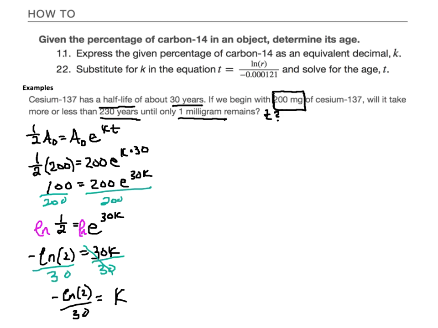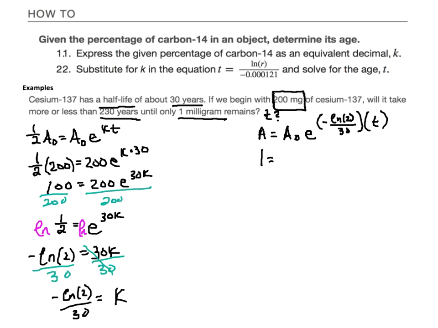let me actually rewrite our function now. So we have A, our new amount of our substance or population, equaling our initial times e to the k, where k is negative ln of 2 divided by 30, multiplied by time. Okay, so the question that we were asked is when, basically, so we're going to be solving for t, will this be equal to 1 milligram?